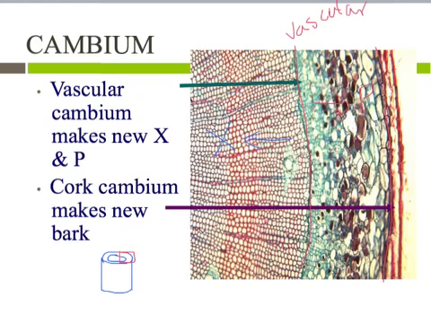So the second cambium right here is called a cork cambium, and that's what you see this line right here again. So there are two cambiums right there, and they're growth centers too.